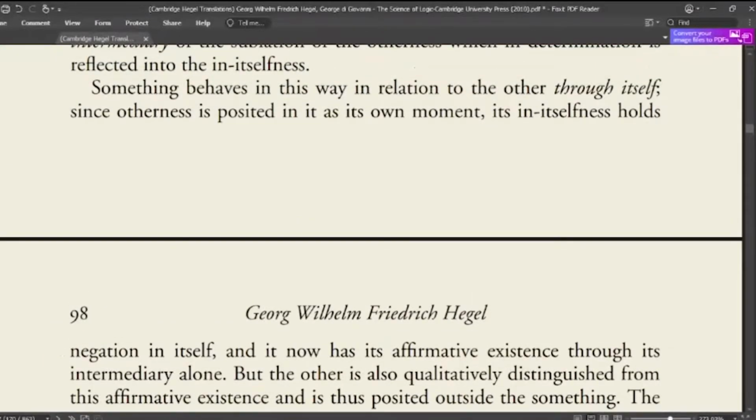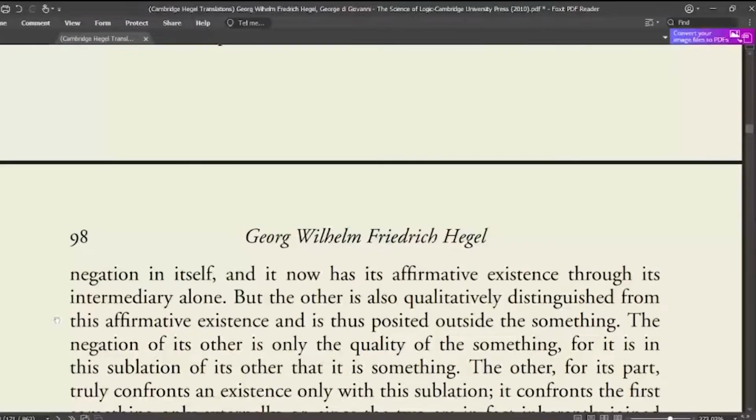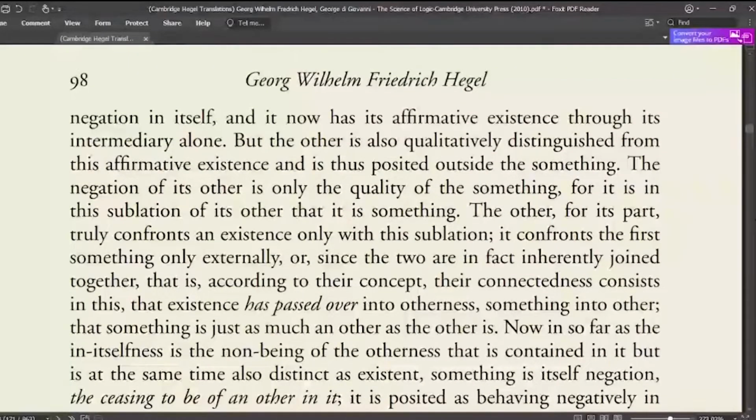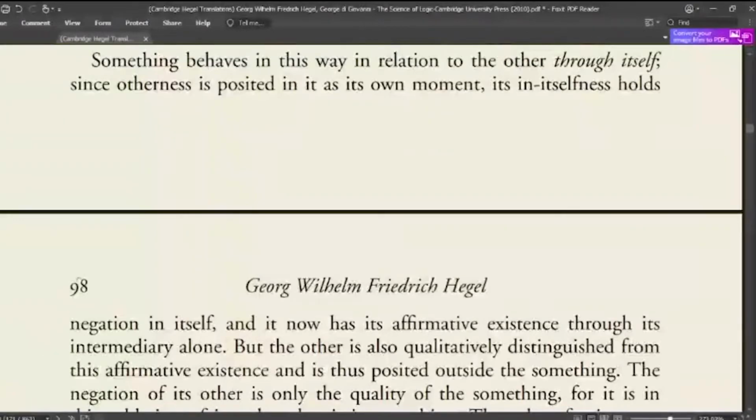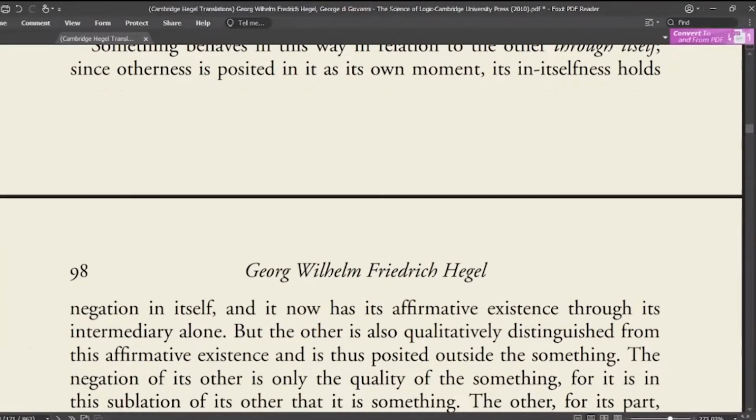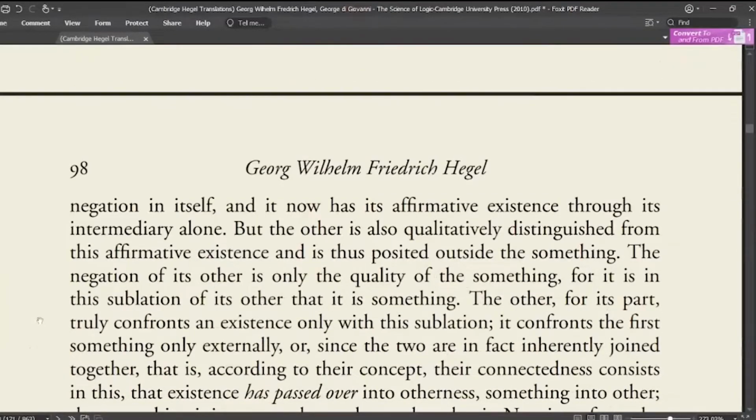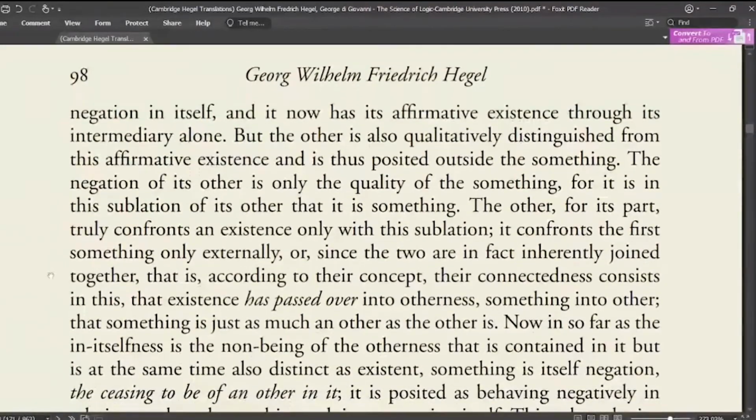So, whereas with the other, it seems that being for other was the dominant mode. Here we've shifted into a sort of dominant determination, well, literally the determination of being itself. And now the affirmative existence through its intermediary alone. But the other is also qualitatively distinguished from this affirmative existence, since it's posited outside the something. The negation of its other is only the quality of the something, for it is in the sublation of its other that it is something.